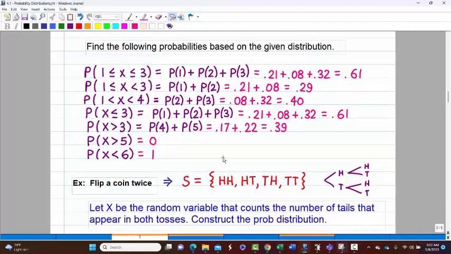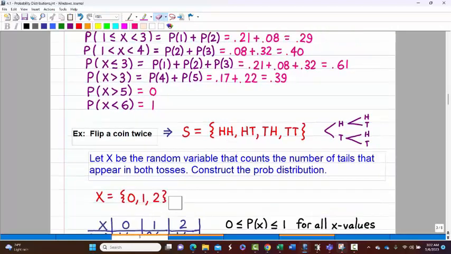If we flip a coin twice and we're counting how many tails, we could get no tails, 0. If we count the number of tails, it's possible to get 1 tail. And then it's possible to get 2 tails. So the only possible outcomes here are 0, 1, and 2. If you flip a coin twice, or both at the same time, and you're counting the number of tails, the only answers you can get are 0, 1, and 2. There's no other answer you can possibly get. You would have to flip the coin more times to get more answers. So we know these are the X's here, 0, 1, and 2.